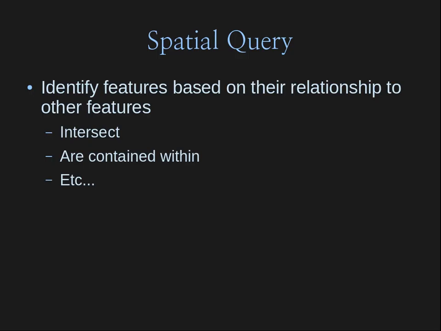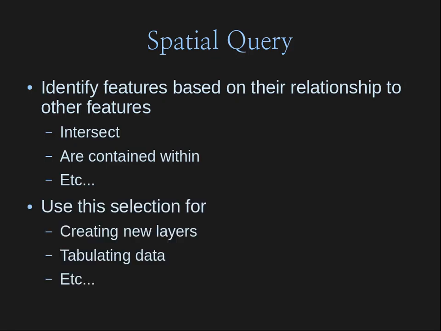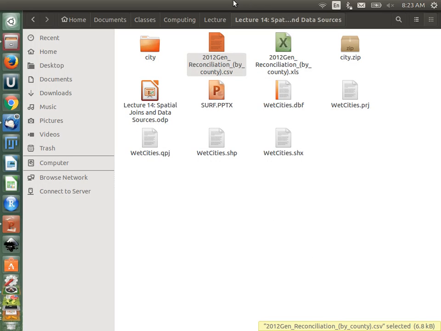So what this does is this is going to identify features based on the relationship to other features and then select them. So we can do this by how they are intersected, which ones are contained within polygons of another one, something like that. And this will become a little bit more clear as I actually demonstrate this. And then we select them, and we can do several things with this. We can create new layers, we can tabulate the data, we can do other things like that. So let's do this.